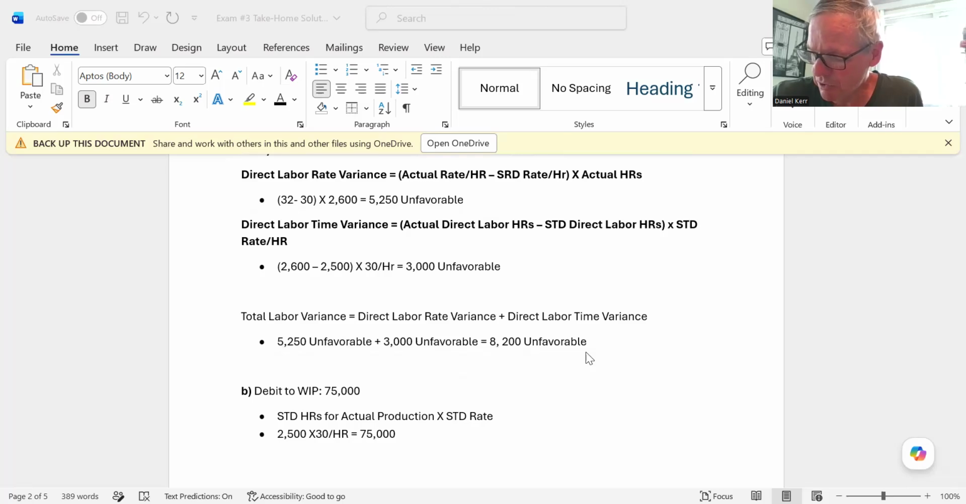And then B, how much direct labor would be debited to work in process? So the labor that would be debited to work in process, as they're using a standard costing system, would be the standard hours for actual production times the standard rate. They made 500 bikes. Each bike was supposed to take 5 hours, so that's 2,500 hours. And the standard rate they were supposed to pay was $30 per hour. So it should have been a debit to work in process of $75,000.